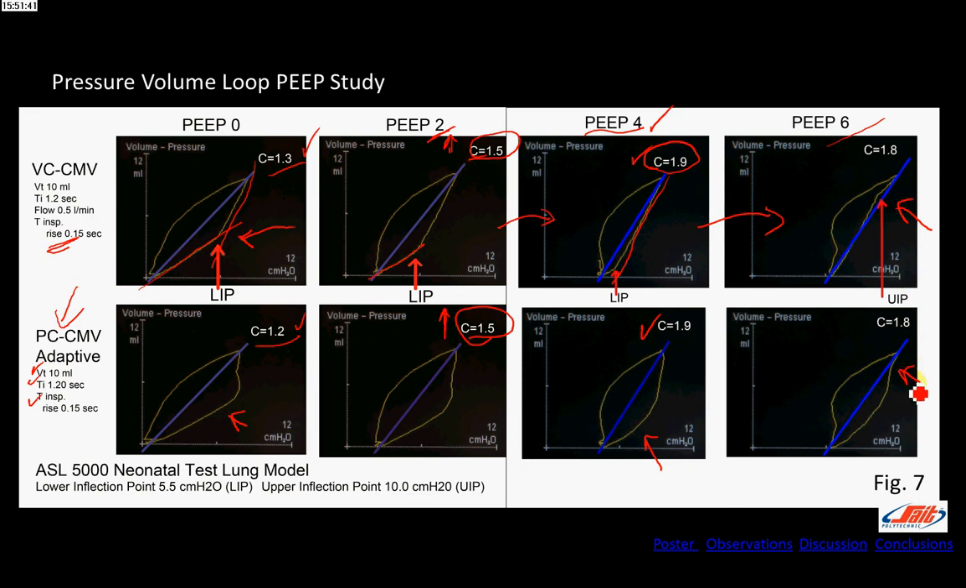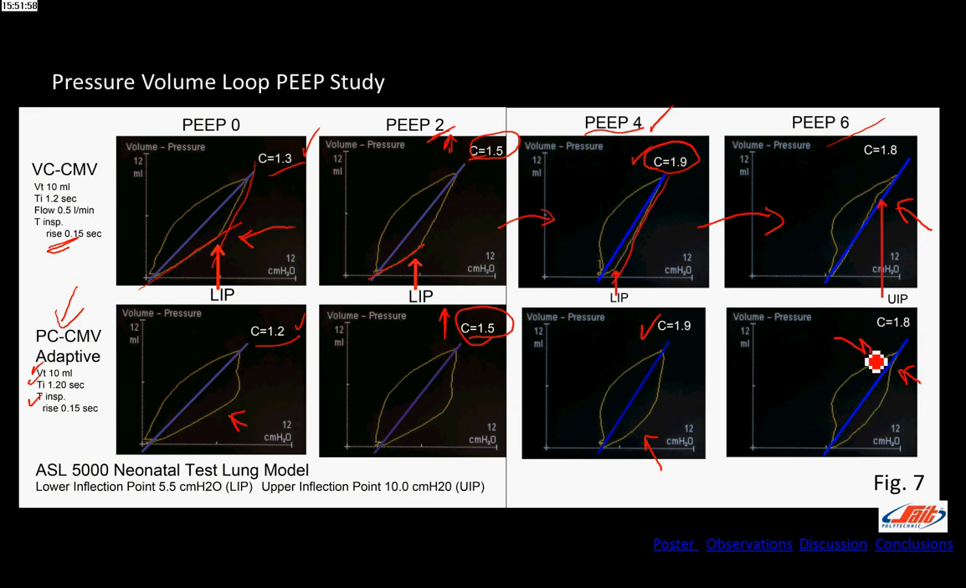So because the flow at the end of inspiration in pressure control, as the pressures in the circuit of the ventilator and the pressures in the lungs become close to the same, flow rates are really low and resistance is less of a factor.